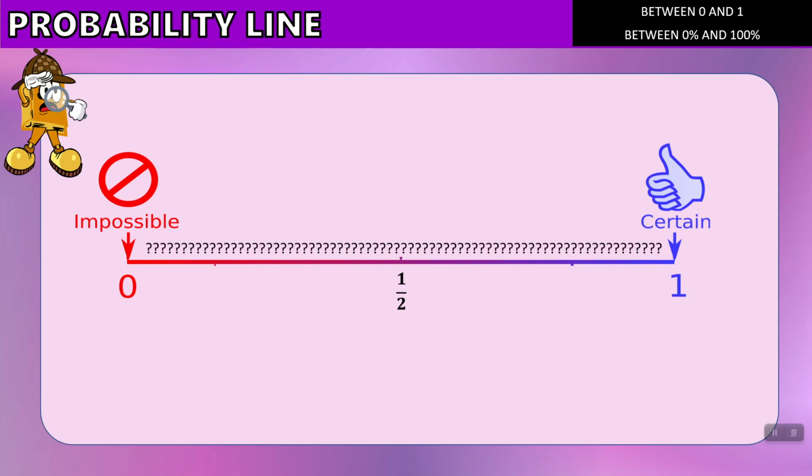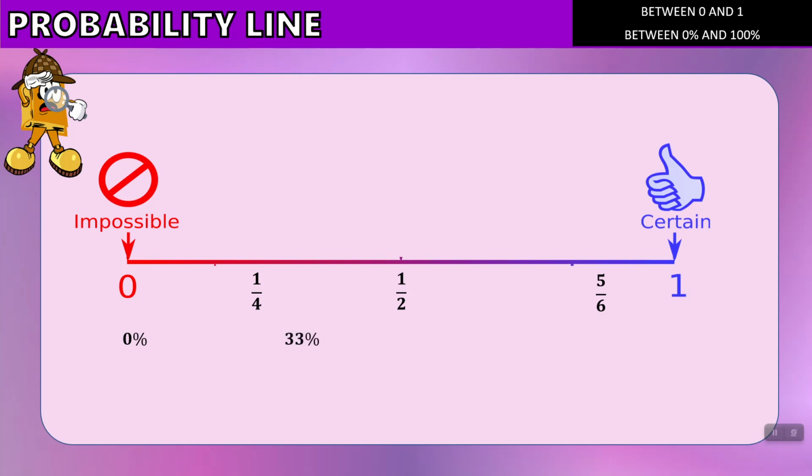But what about those things in the middle between 0 and 1? Well, these are where the other fractions can come into play. So between 0 and a half, we have a quarter. And between half and 1, we can see there's 5/6, but there's a whole lot of fractions that exist between 0 and 1. We can name percentages as well. 0 is 0%, and along the way we can have percentages like 33%, 50%, 65%, and so on, straight up to 100%. If something is certain to happen, it is 100% sure it will happen.